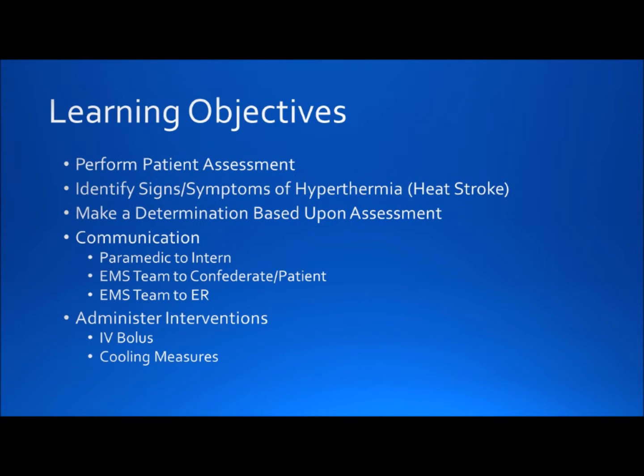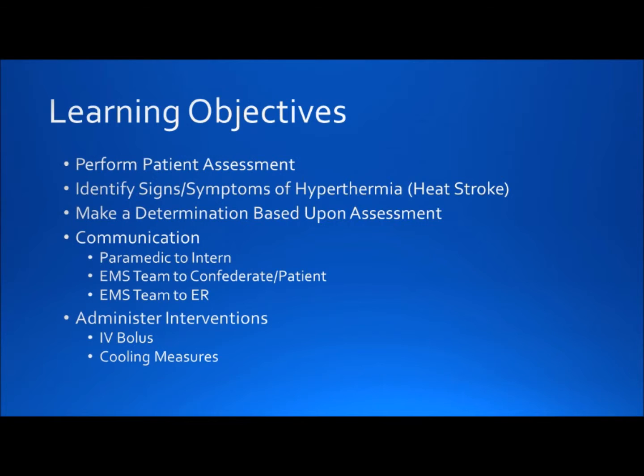As we've studied in our Boise State simulation course, learning objectives are a cornerstone of what we're trying to accomplish as educators. They provide both the participant and the facilitator with a shared mental model of the expected standards of performance. Here's a quick look at the learning objectives for this particular scenario. The first objective is to perform a patient assessment. This objective is typical of most medical simulation scenarios.